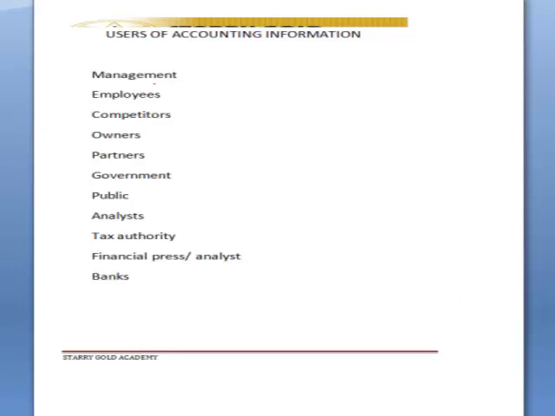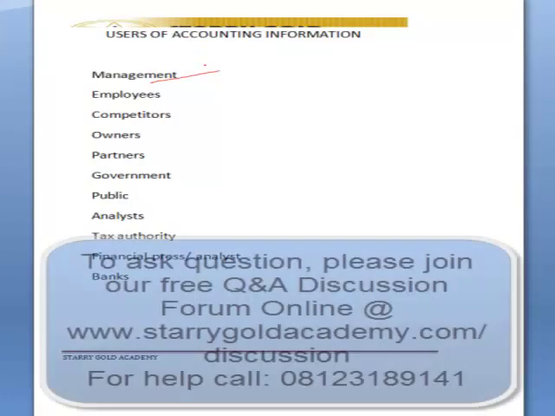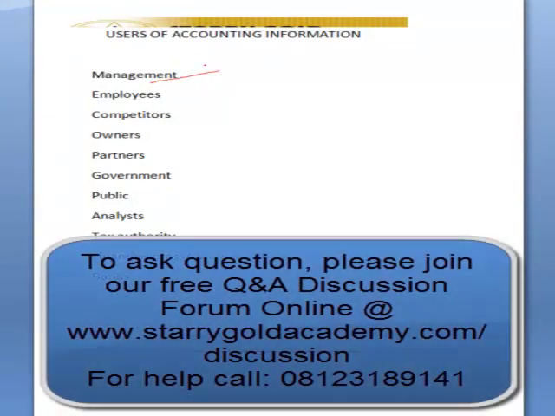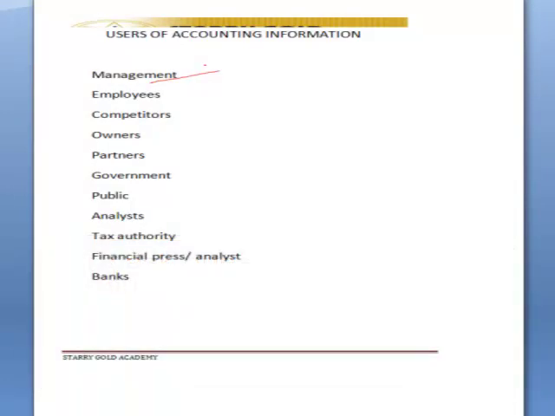The first user here is management. Management is one of the major internal users of financial information. It includes owners, partners, the board of directors, managers at various levels, departmental heads, and supervisors. We call them internal users. They have interests. They want to appraise the performance of the company.